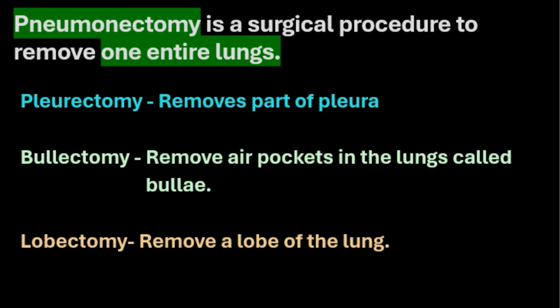Pleurectomy is the removal of part of the pleura. Bullectomy removes air pockets in the lungs, which are called bullae. And the lobectomy removes a lobe of the lung. So these are all different terms related to the surgical interventions of the lung. Here the entire lung is removed, that is pneumonectomy.